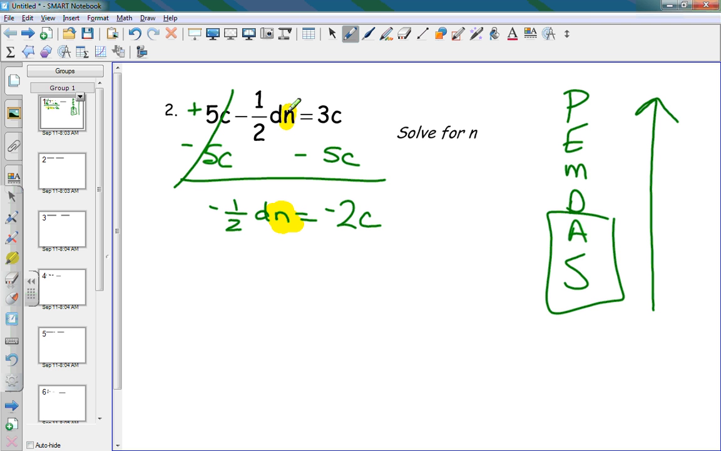So what is the reciprocal of negative 1/2? 2. So what we're going to do is we're going to multiply by negative 2 on both sides. Because we're just slowly getting rid of every single thing attached to it. Like, pick up your pencil and write. So these are gone, and the negative and negatives cancel out. I'm left with dn is equal to negative 2c and negative 4 give me positive 4c.